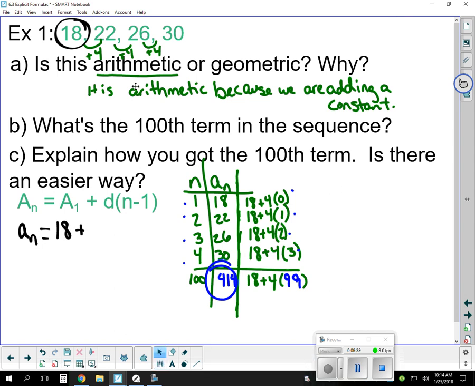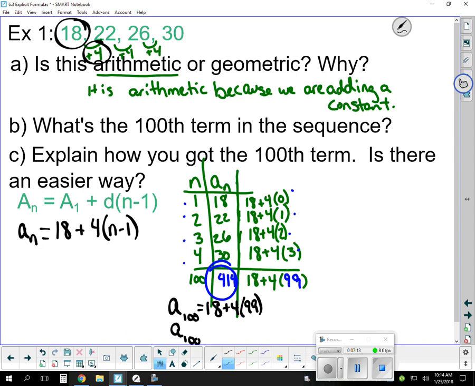18 plus d is 4 times n minus 1. So that would be the specific explicit formula for this problem. And you can see that's what we used. So when we were finding 100, we were looking for a sub 100, the 100th term, and we knew that was equal to 18 plus 4 times our n was 100, so n minus 1 is 99. That's exactly what we calculated. And that gave us the answer of 414. So a sub 100, the 100th term, is 414.